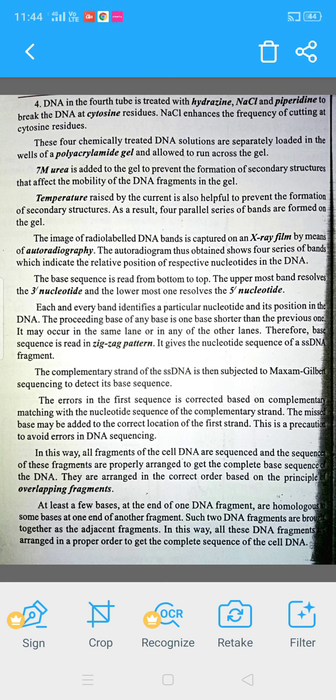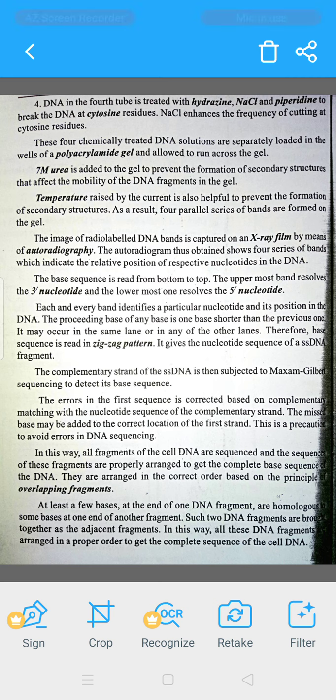The missed base may be added to the correct location of the first strand. This is a precaution to avoid errors in DNA sequencing. In this way, all fragments of the cell DNA are sequenced and the sequences of these fragments are properly arranged to get the complete base sequence of the DNA. They are arranged in the correct order based on the principle of overlapping fragments.